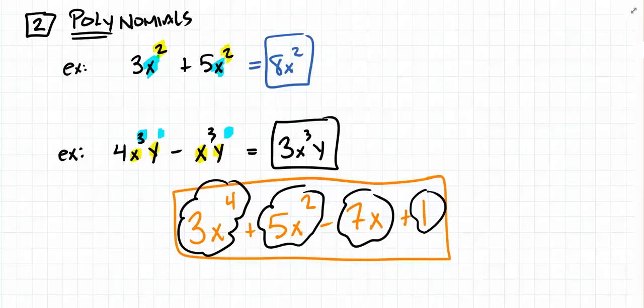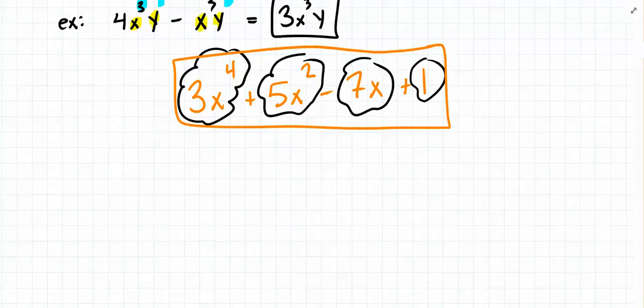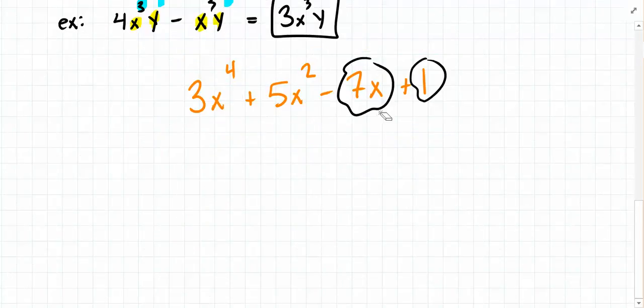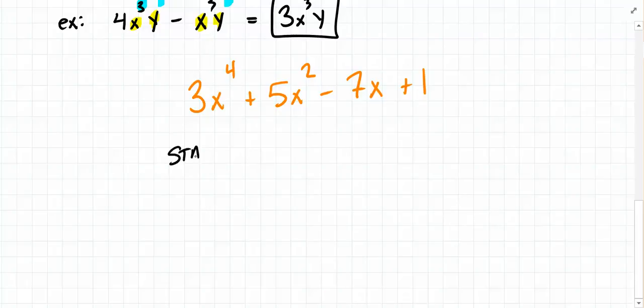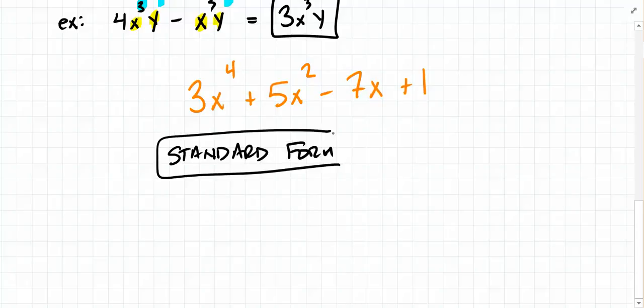And then we always talk about the standard form of a polynomial. So let me erase all this stuff here. Okay? The standard form. The standard form of a polynomial is written when the degrees are descending from left to right. Okay? So what do I mean by the degrees left to right?